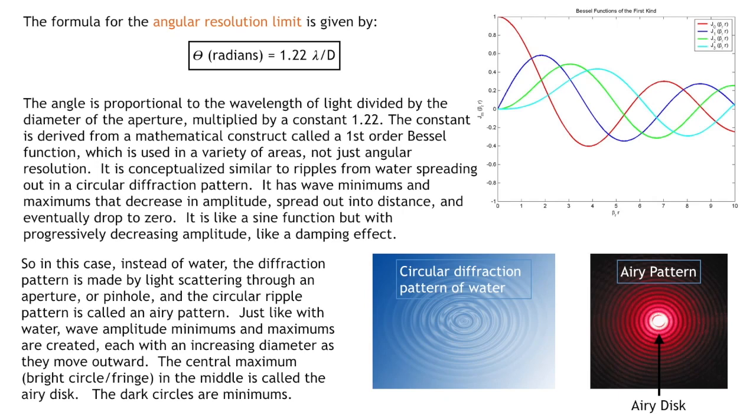The central maximum, which is the bright circle or sometimes fringe with light in the middle, is called the Airy disk. And the dark circles are the minimums. So the bright circles are the bright fringes, the dark circles are the dark fringes. The very bright central disk in the middle is called the Airy disk. It's the most concentrated maximum of the diffracted light.